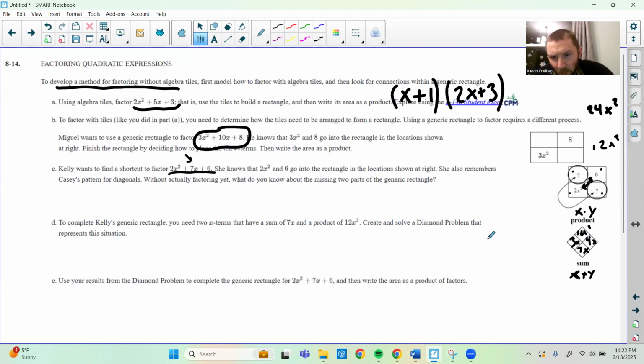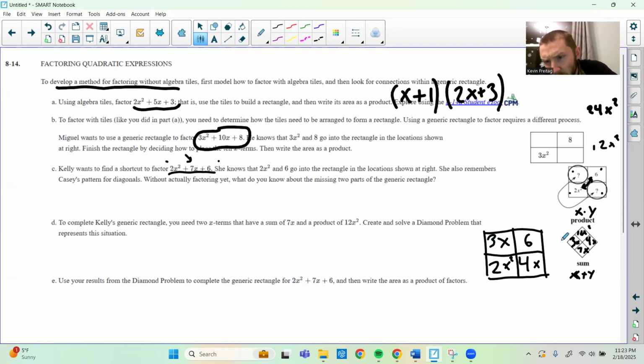So that 3x and 4x are also going to fill in my generic rectangle, which I'm going to draw a little bit bigger here. And then we'll do part E to finish this problem up. So 2x squared and 6 come from the beginning and the end of her original expression. We know that x squareds are always in the bottom left, and the individual numbers are top right. And then my diamond problem tells me how to split those 7x's up in the other two boxes. 3x goes there, 4x goes there. And now I'm ready to find my factors.